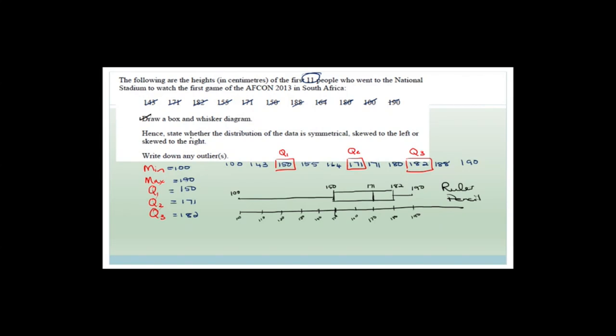Now it says, state whether the distribution of the data is symmetrical, skewed to the left, or skewed to the right. Okay, well, obviously this bit here is much bigger than that, but that's only like, what is that? That is 9 units. That is way bigger than 9 units. So therefore we can say the data is definitely skewed to the left because there's more data on the left-hand side of the median. What are the outliers? The outliers are 100 and 190. That's the data that forms the whiskers, 100 and 190.